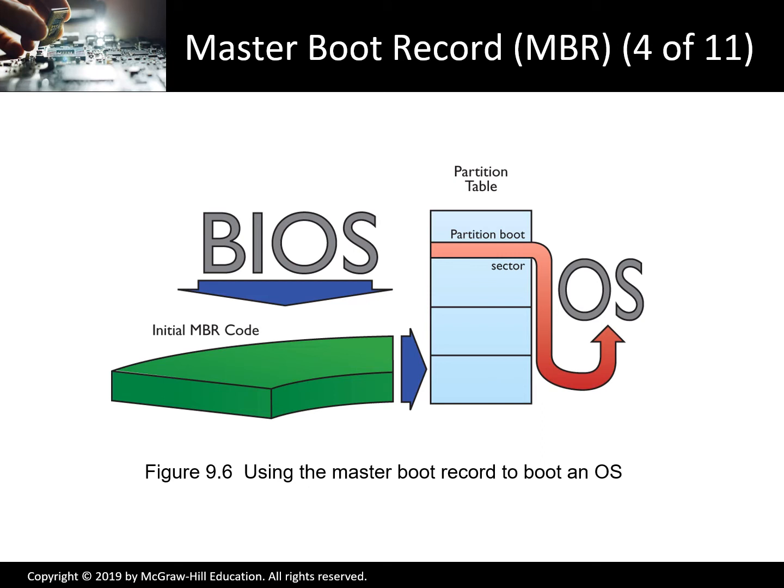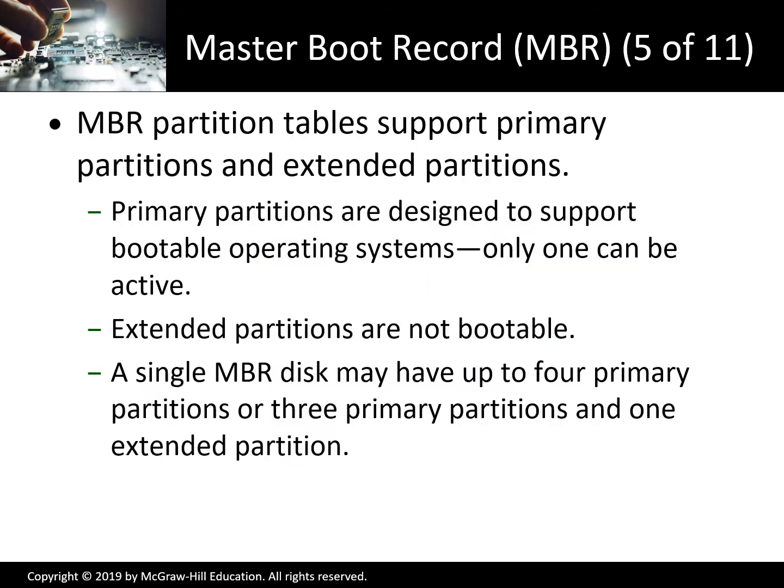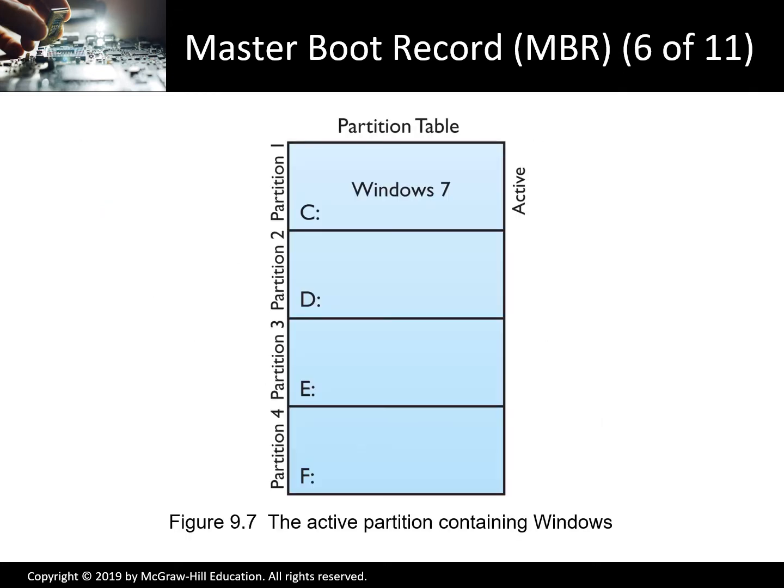There we go. Now, we load the most basic stuff from the computer. We're doing the BIOS, then the operating system. And the MBR partition table supports primary partitions and extended partitions. Now, primary partitions are designed to support bootable operating systems, and there can only be one active. Extended partitions are not bootable, and a single MBR can have up to 4 primary partitions or 3 primary partitions and 1 extended. Here's a picture of it.